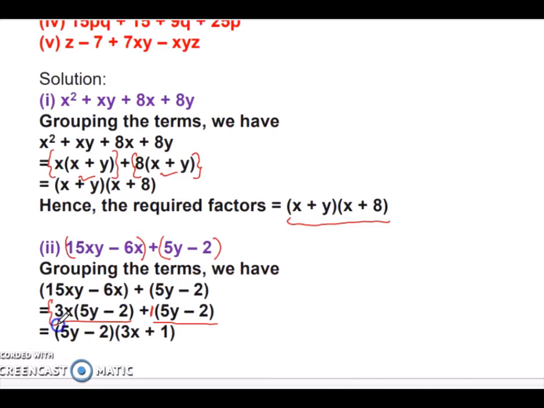This is one group and this is another group. Between these two groups, 5y minus 2 is common. So when I take 5y minus 2, I will get 3x plus 1.